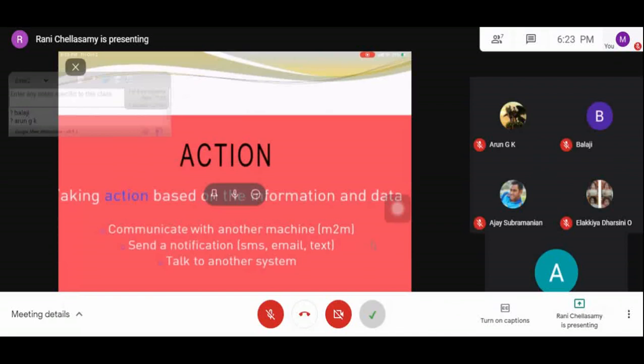So, taking some action based on the information. That action can be communicated to another machine, so machine-to-machine communication can happen, and notifications can be sent through another organization. So sharing of information or sending notifications via SMS, email, or text. In other words, the action can be talking to another system. These are some examples of actions. So collection, communication, analysis, and action are the life cycle of the Internet of Things.